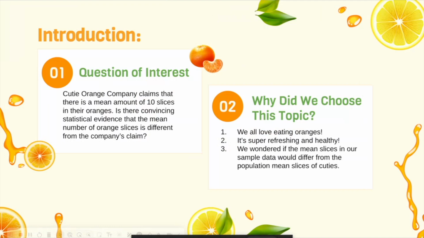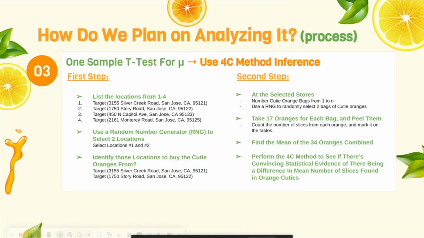Well, first of all, we really love eating oranges. Second, it's super refreshing and healthy. And third, we wondered if the mean slices in our sample data would actually differ from the population mean slices of Cuties. So, how do we plan to analyze it?